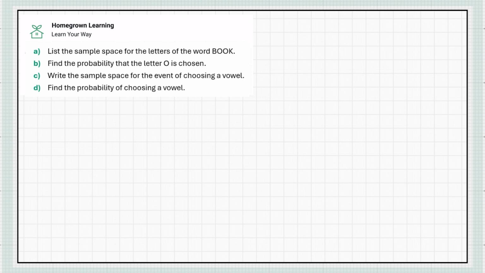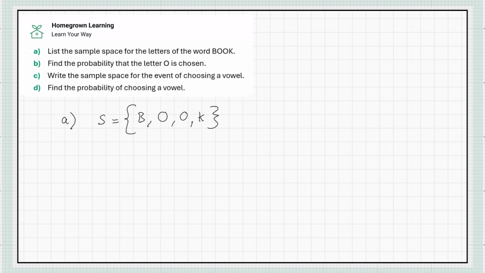List the sample space for the letters of the word book. So, if we were pulling letters out of a hat, and there were just the letters for the word book in there, what are the possible outcomes? Is basically what this is asking us. So the sample space is equal to B, O, O, K.